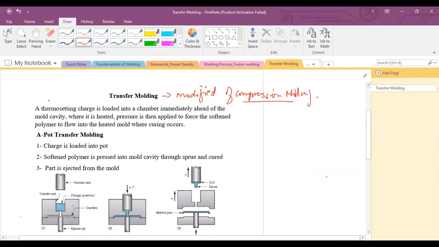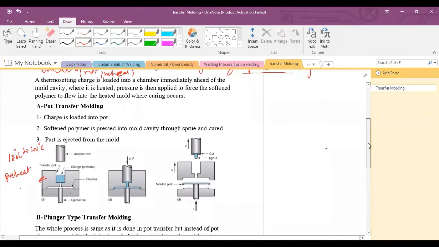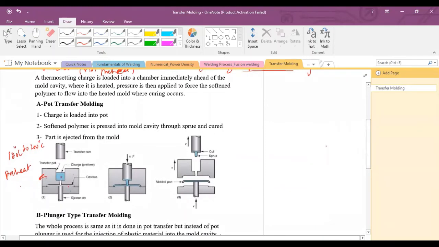In transfer molding, preheating of the charge is not required. The uncured thermosetting charge is placed into the transfer pod, but this transfer pod is preheated to around 180 to 200 degrees centigrade, and then from this pod, the resin, actually resin polymer, will be used. Resin is also a type of polymer.